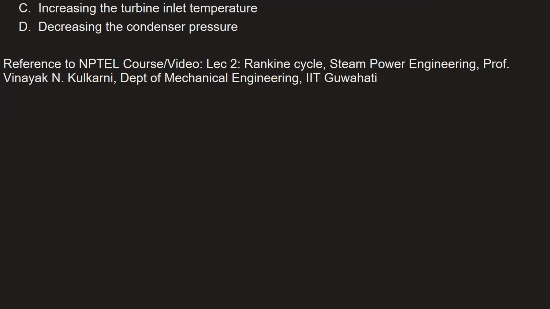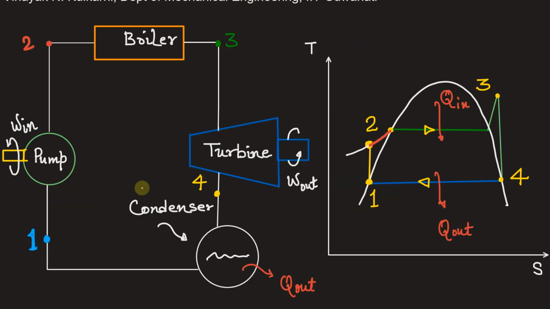Let's understand the ideal Rankine cycle here. This figure represents a schematic diagram of the ideal Rankine cycle. Let's say it is figure A, and this is the TS diagram of an ideal Rankine cycle. Let's say B. From process 2 to 3, heat is added in the boiler. In process 3 to 4, the steam reaches the turbine and work is done by the system. And from 4 to 1, the condenser rejects the heat out of the system.